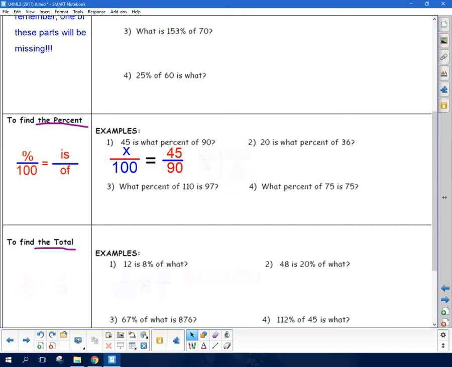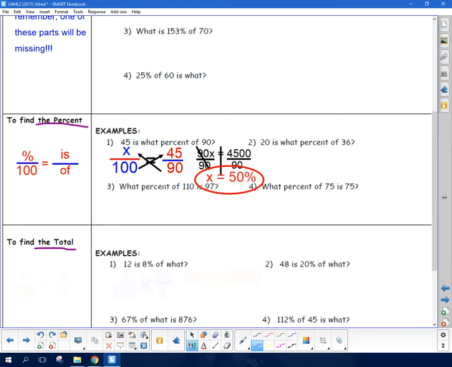If I cross multiply and divide, 90 times x is 90 x's. 100 times 45 is 45 hundreds. If you divide both sides by 90, like we have been doing for every proportion problem for a long time, 45 divided by 90 is 50%. Since I was just solving for the percent, make sure I put my percent symbol there. Edpuzzle is going to ask you to choose from a list what you got for number 2 in that section.